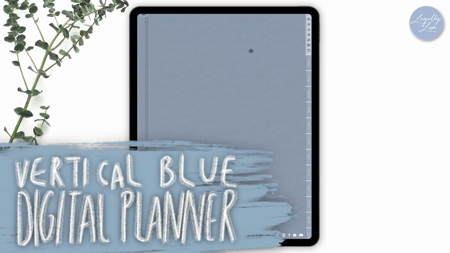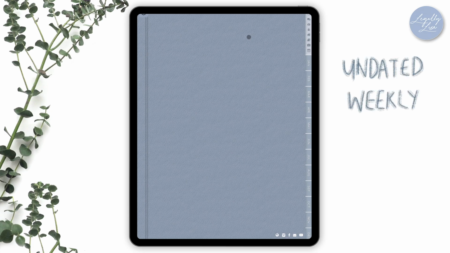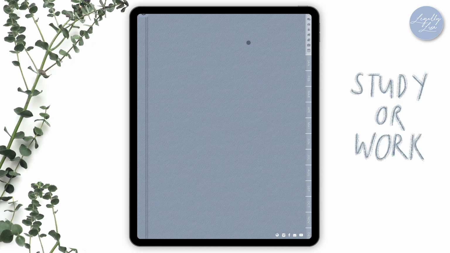Hey everyone, I wanted to do a quick walkthrough for my new vertical blue digital planner. It's an undated planner with a weekly format starting on Sundays. This planner comes in two versions: the study version and the work version. Today I'm going to mostly focus on the work version, but towards the end of this video I'll do a quick overview of how the two differ.